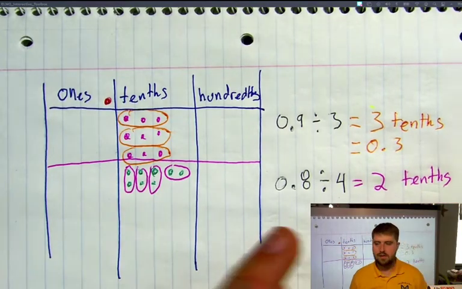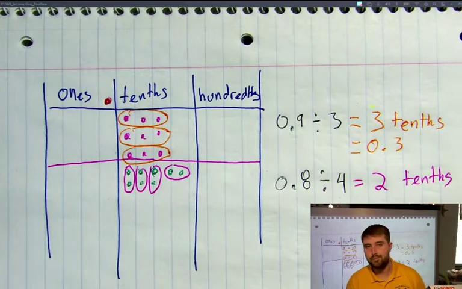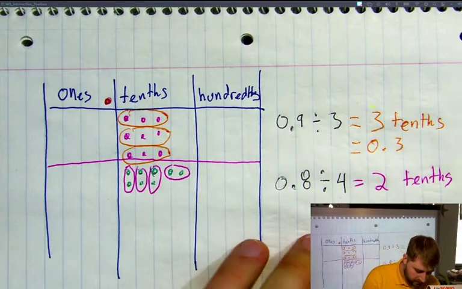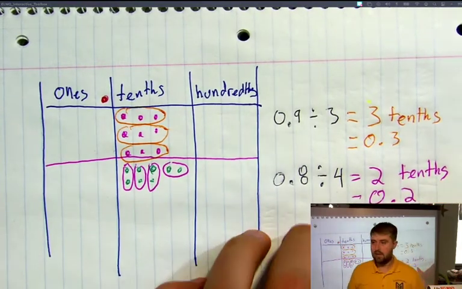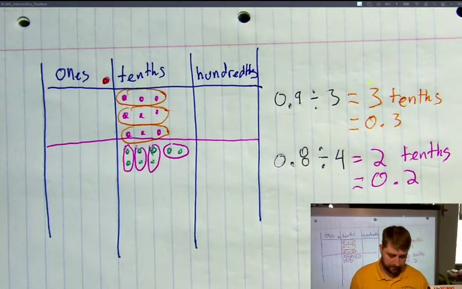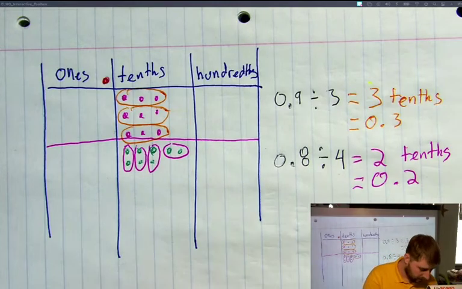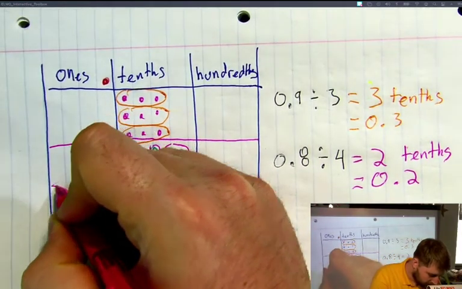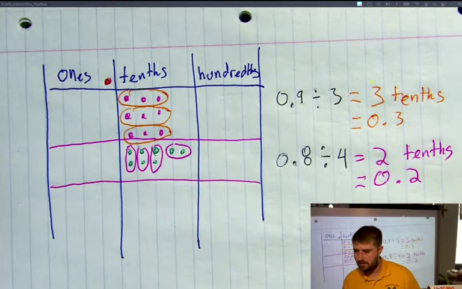How do we write 2 tenths as a decimal? Write it down there. See if you wrote down the same thing I did, 0.2. We read that, of course, as 2 tenths, but as I'm saying it, it's 0.2. Awesome. All right. Look, so far so good. I love it.